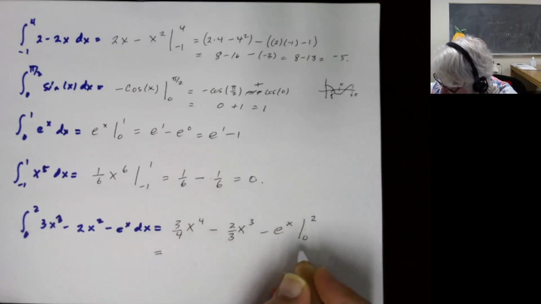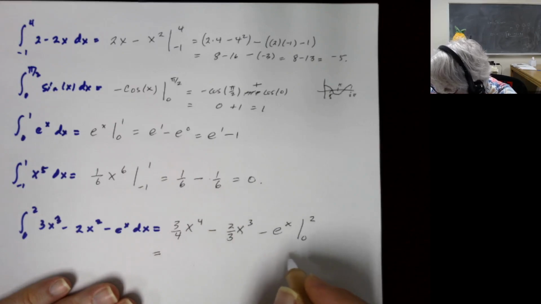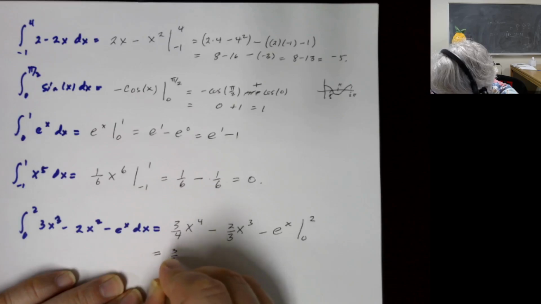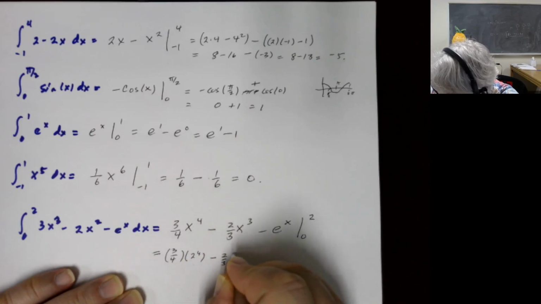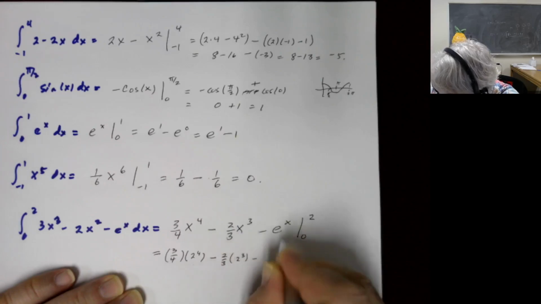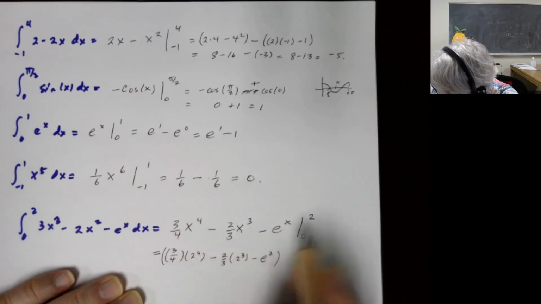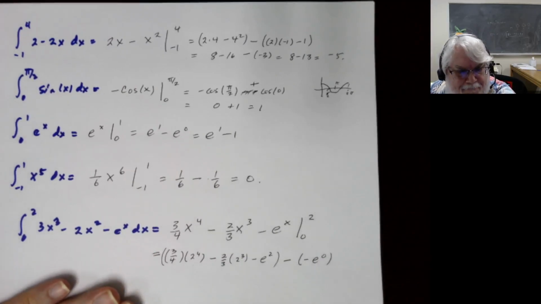Okay, so now if I plug in a 2 for everything, let's see, what's 2 to the 4th power? That's 4 times 4, which is 16. And so 3/4 times 2 to the 4th, I'll just go ahead and write it that way first, minus 2/3 times 2 cubed, minus e squared. And then if I plug in a 0, I get 0, 0, and minus, so minus e to the 0. Good.